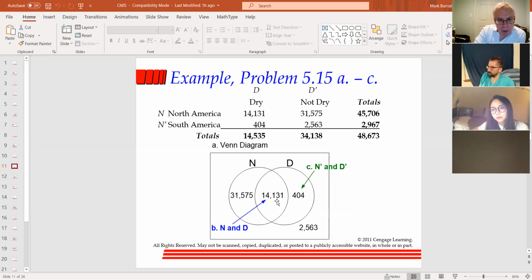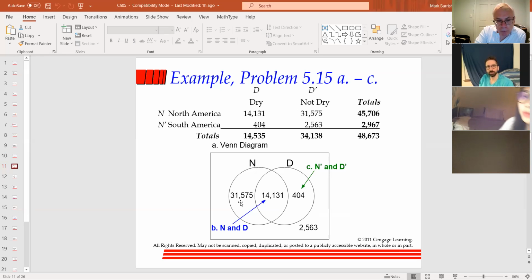What's in the middle here? What's this? North American wells that are dry. That's right. That's the joint total of N and D. It's the number of wells that are shared in N and shared in D. Would you agree with that? This total includes the 14,131.